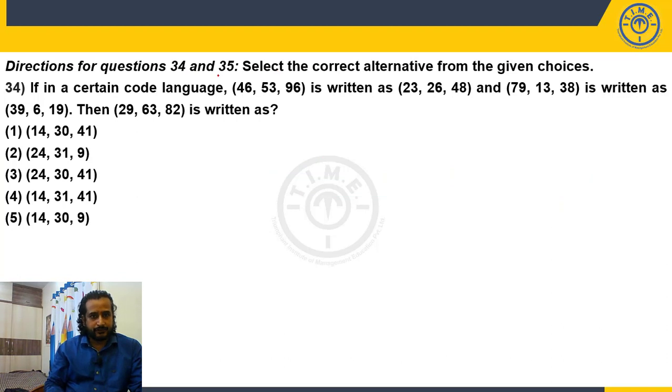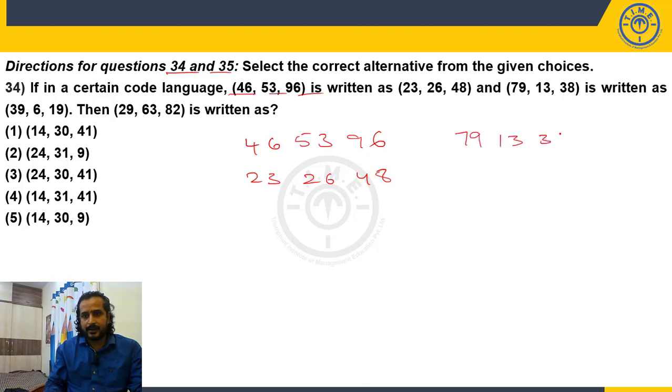Again, two more miscellaneous questions, 34 and 35. Select the correct alternative from the given choices. In a certain code, 46, 53, 96 is written as 23, 26, 48. One more clue is given: 79, 13, 38 is written as 39, 6, 19. Now, according to the same, 29, 63, 82 is how much?